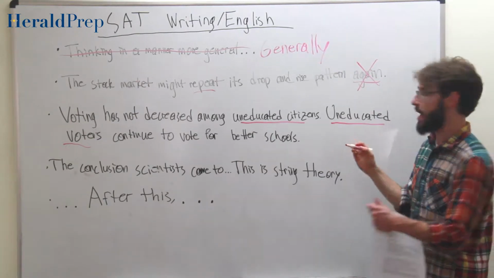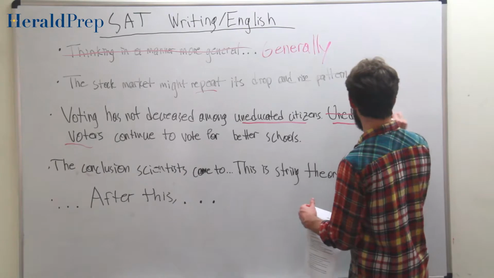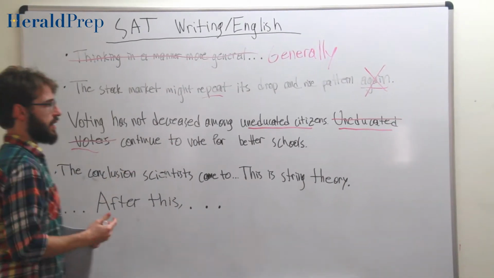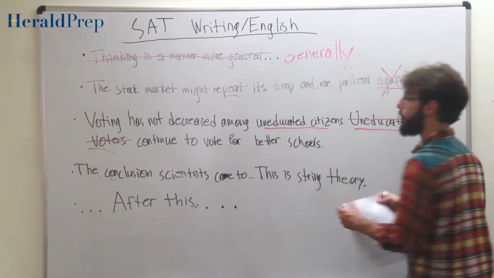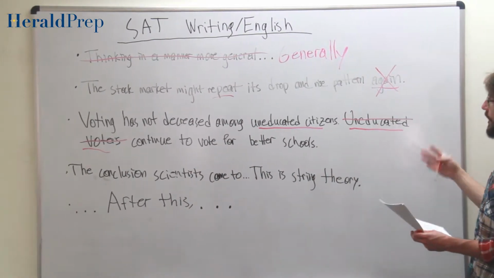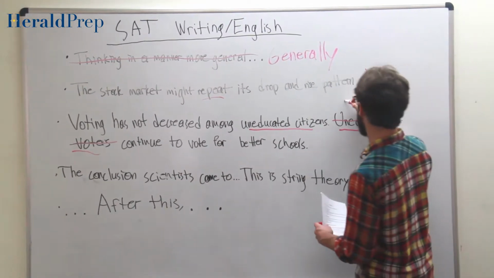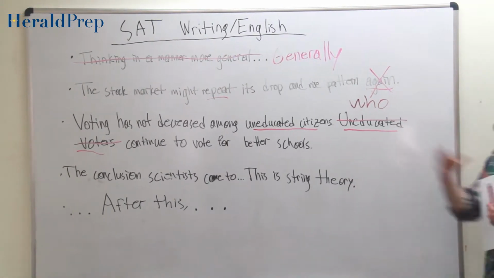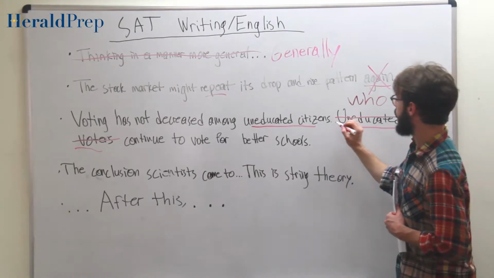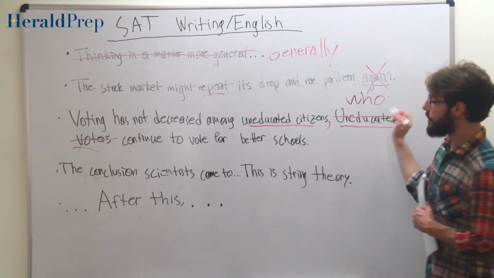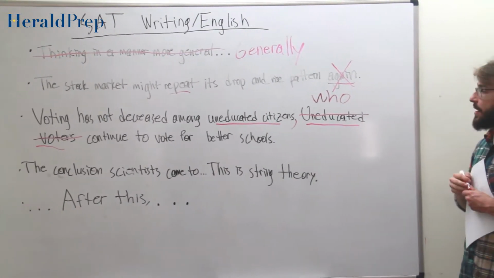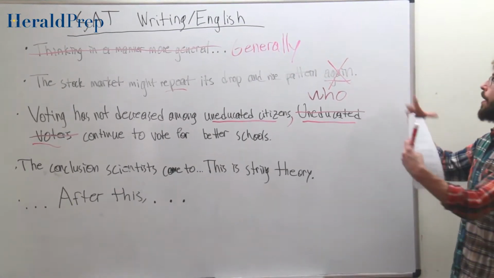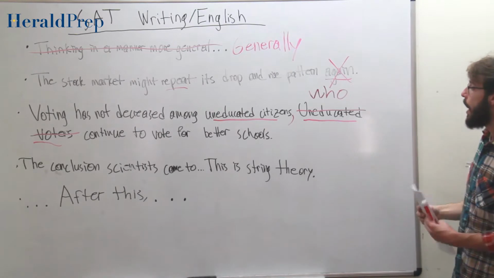In order to do that, we're going to eliminate the second time that the subject is introduced, and replace it with a pronoun. In this case, we're going to use the word "who." So now the sentence will read: "Voting has not decreased among uneducated citizens who continue to vote for better schools." Now we have fewer words and one sentence expressing the idea of both of the previous sentences.